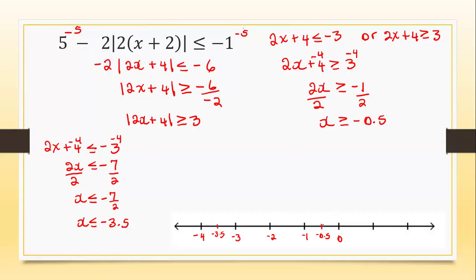So we have a circle would go there. Now we want to make sure that we get this right. Now it says that x is greater than or equal to -0.5. Greater than or equal to would go in this direction. Line's not straight, but we get the gist. X is less than or equal to -3.5. Here, same thing. And we're going to go in this direction.